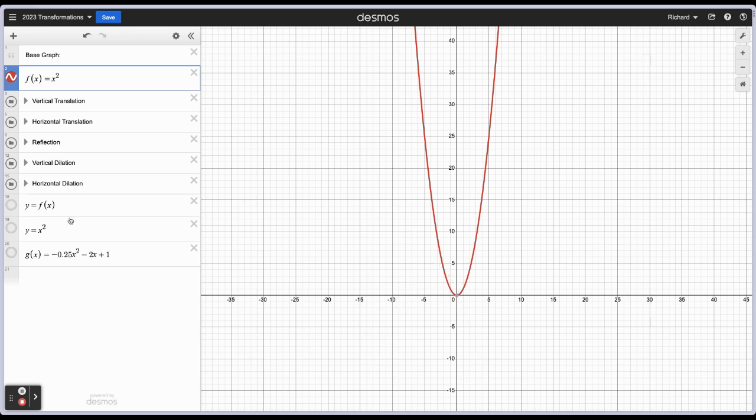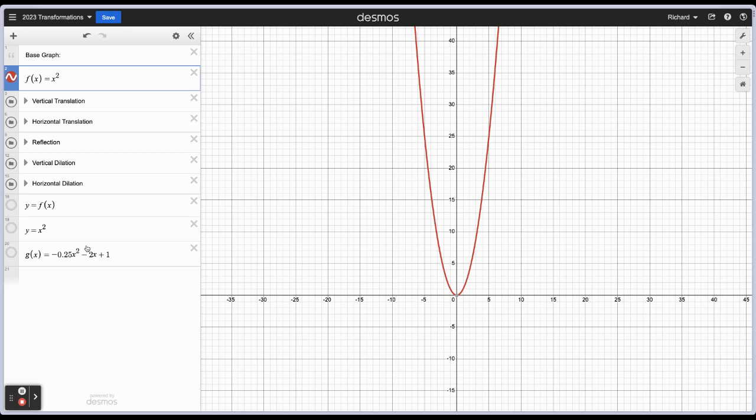These things are called transformations. Specifically, transformation is the act of changing the inputs, that's the x values, or changing the outputs, the y values, or both, to make a new function. Now, there are three types of transformations. There are dilations, there are reflections, and there are translations. And in this video, we are going to explore translations.